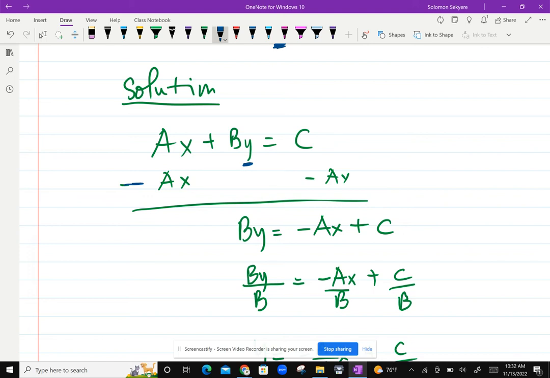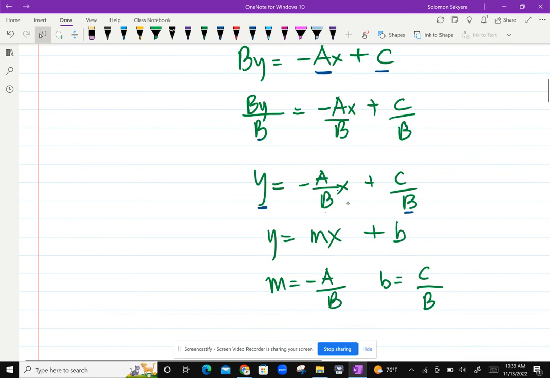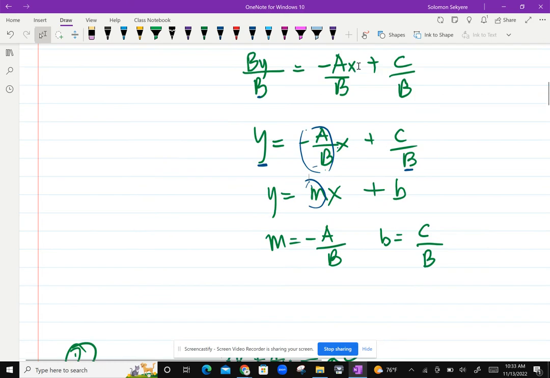Now we want y by itself. Since b is multiplying y, we divide by b. If we divide by b here, we have to divide every term also by b. So then we're left with y equals negative a over b x plus c over b, and we're done. This is in the form y equals mx plus b. Your m is negative a over b, and the y-intercept is c over b. So we have changed it from the standard to the slope-intercept form.